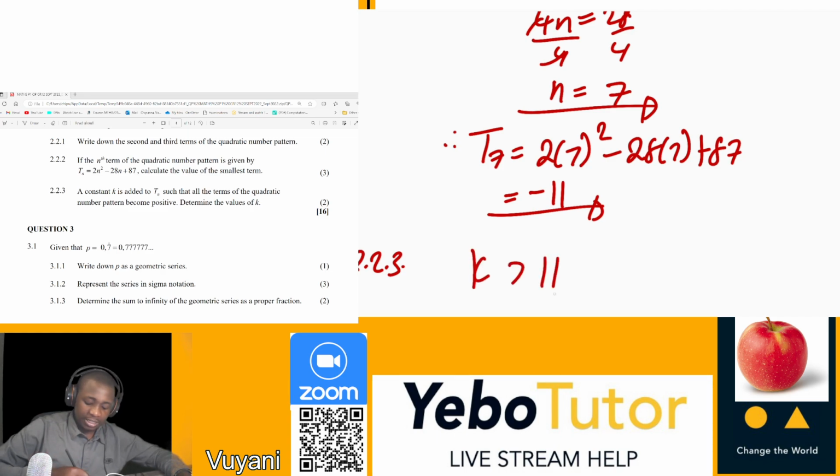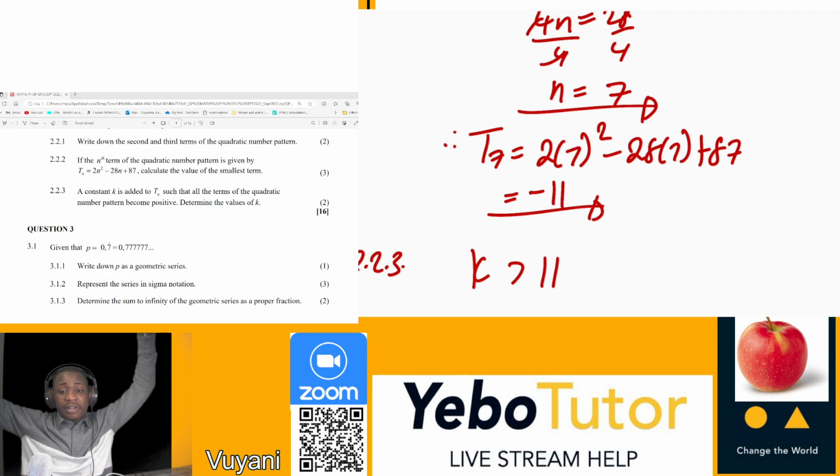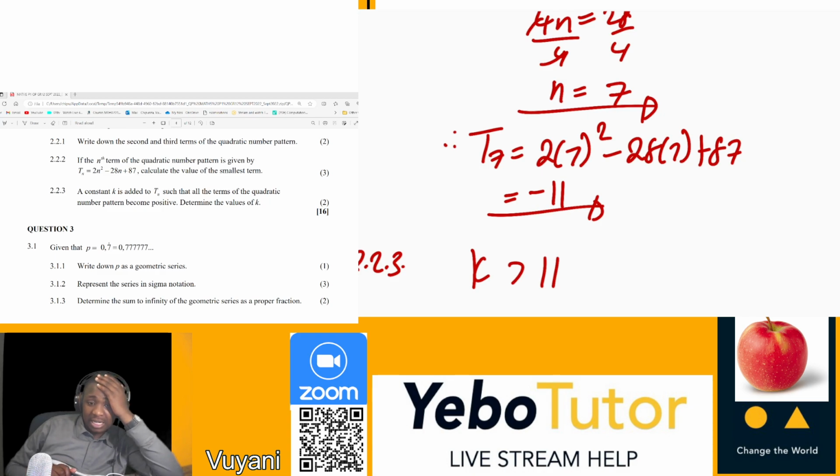The k value must be greater than 11, because if the smallest was negative 11, then every number must be greater than 11. Now we're just trying to push the negative across and divide both sides, and now we have our k must be greater than 11. Just like that, we are happy and we have the correct answer there.